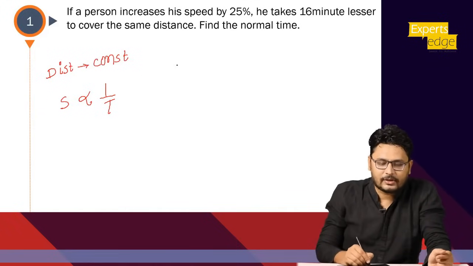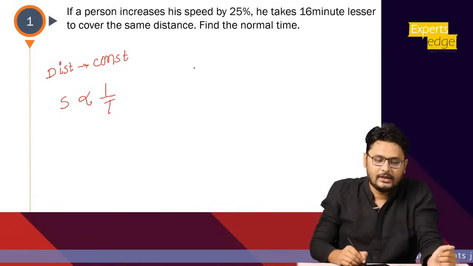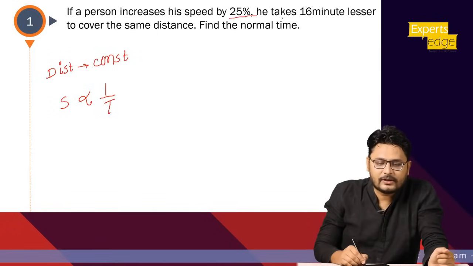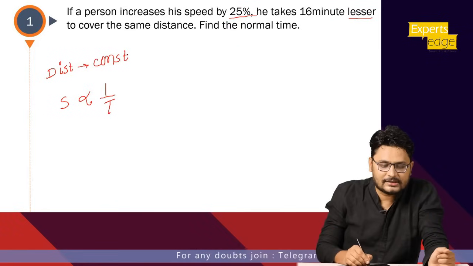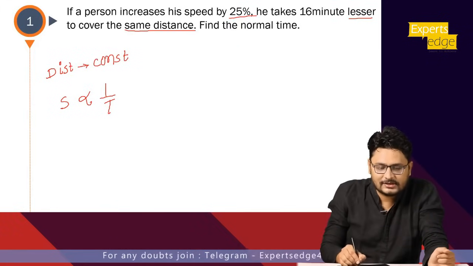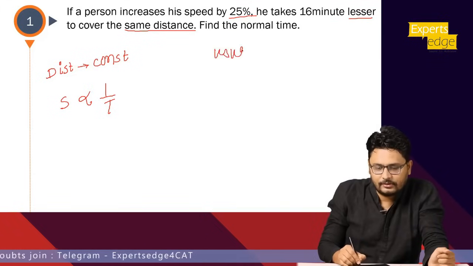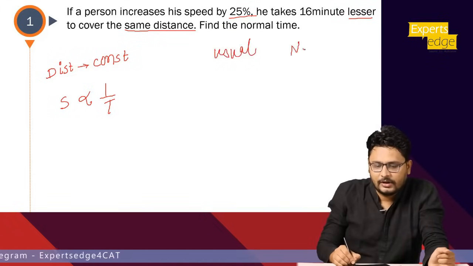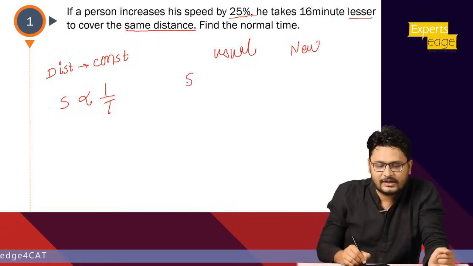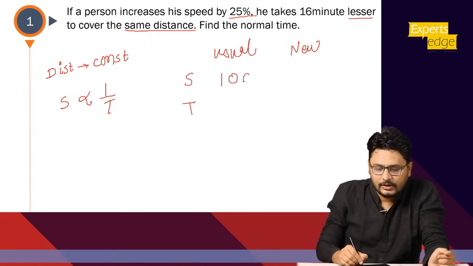Now if I look at this particular question, what it says: if a person increases his speed by 25%, he takes 16 minutes lesser to cover the same distance. Remember this keyword, same distance, that is distance is constant. So let's say this is a usual scenario, and let's say this is a new scenario. As the distance is constant, speed and time are inversely related. So as it is given in percentage, if I take original speed as 100, what will be the new speed? As he is increasing the speed, the new speed would be 125.